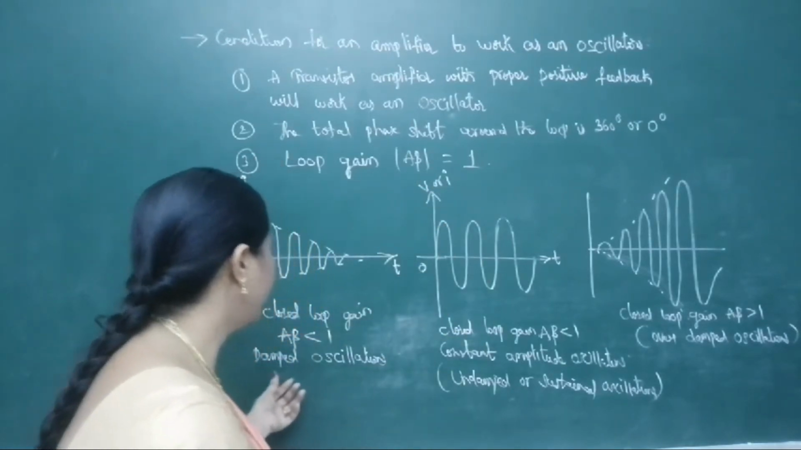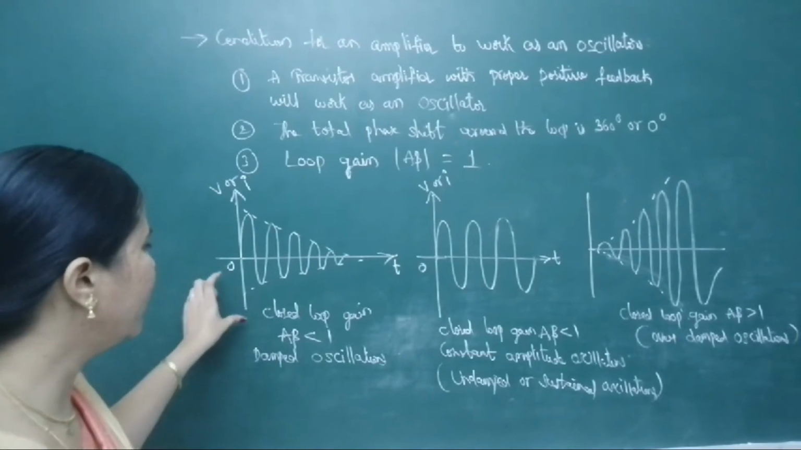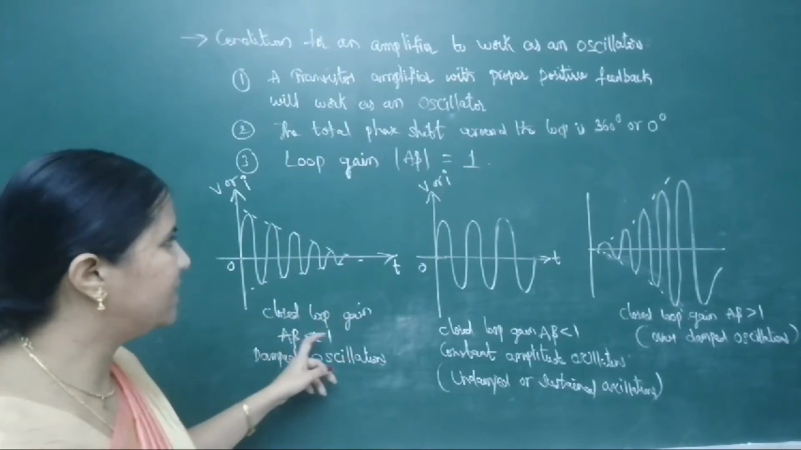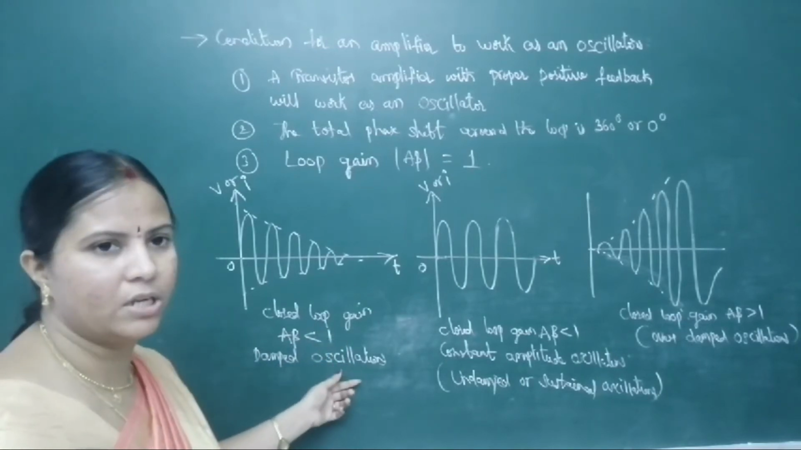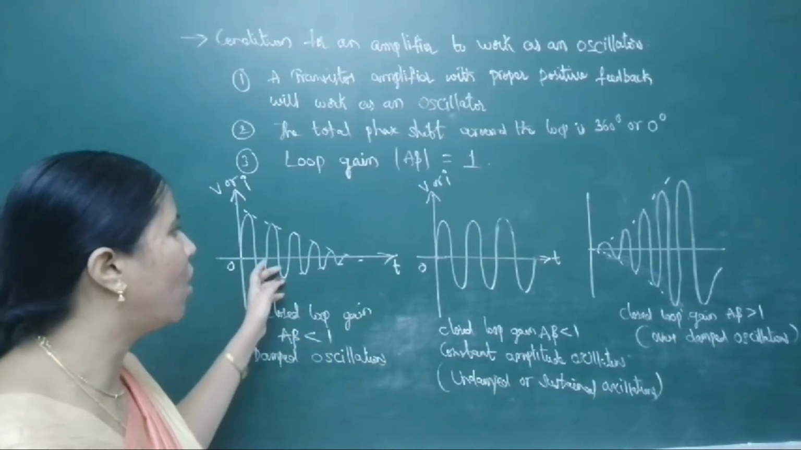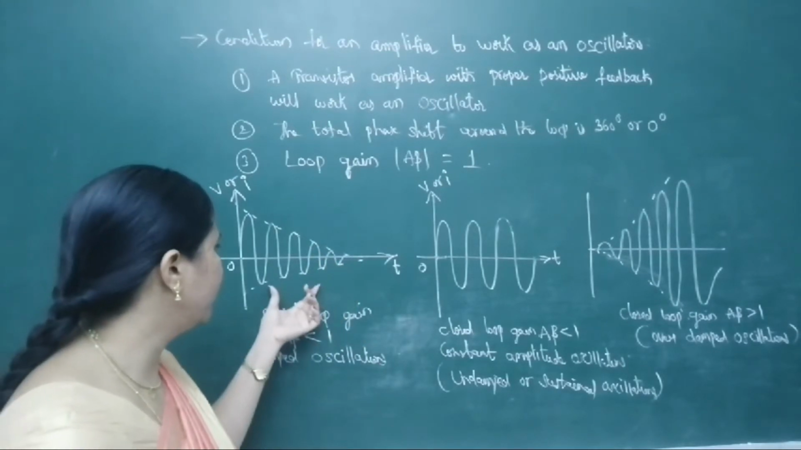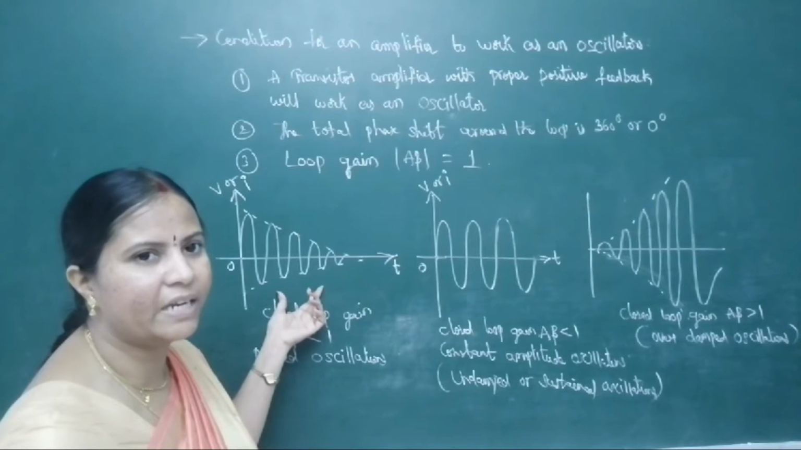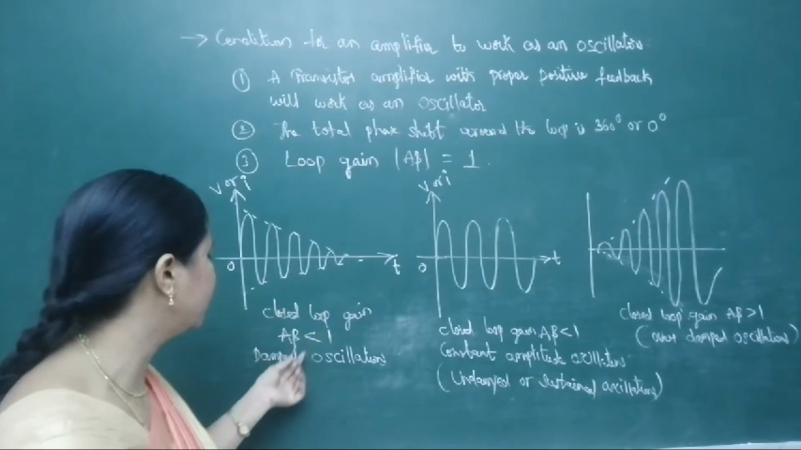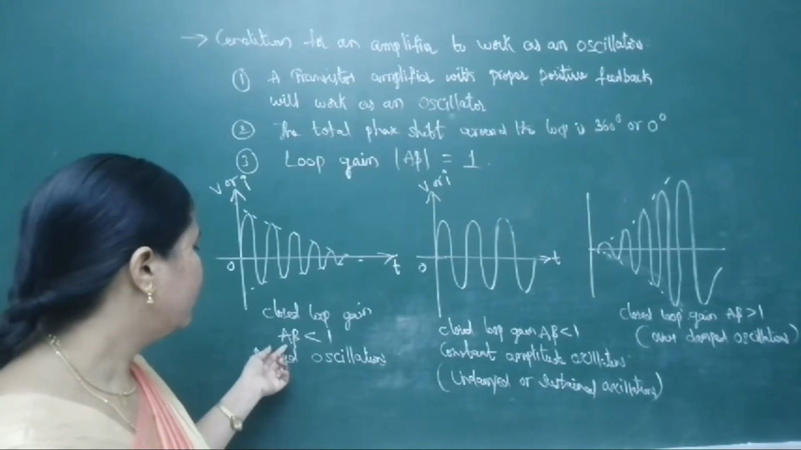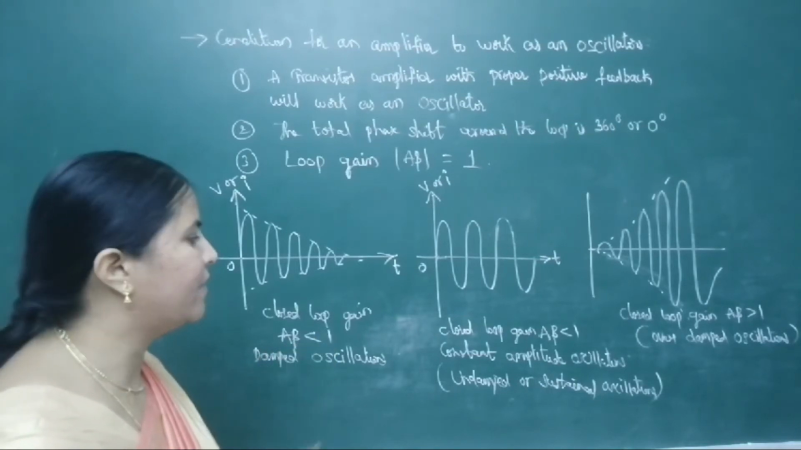Coming to the different types of oscillation. Here this is the closed loop gain. If the closed loop gain A beta is less than 1, we will get damped oscillations. That means we are not getting constant frequency and constant amplitude. That's why it is named damped oscillations. In damped oscillations, the closed loop gain A beta is less than 1.